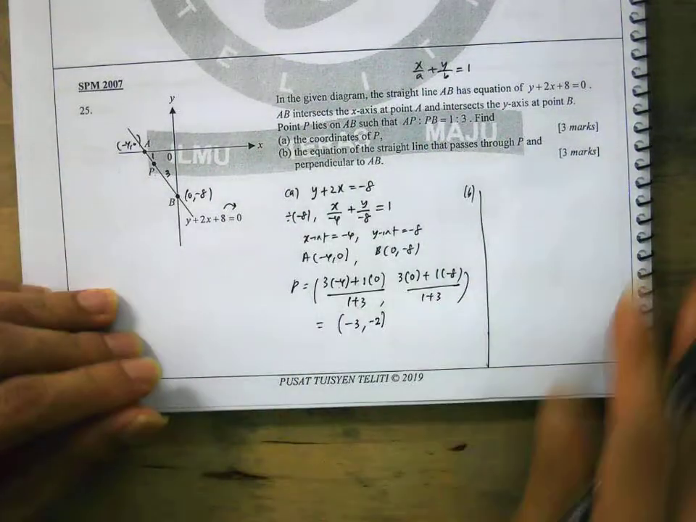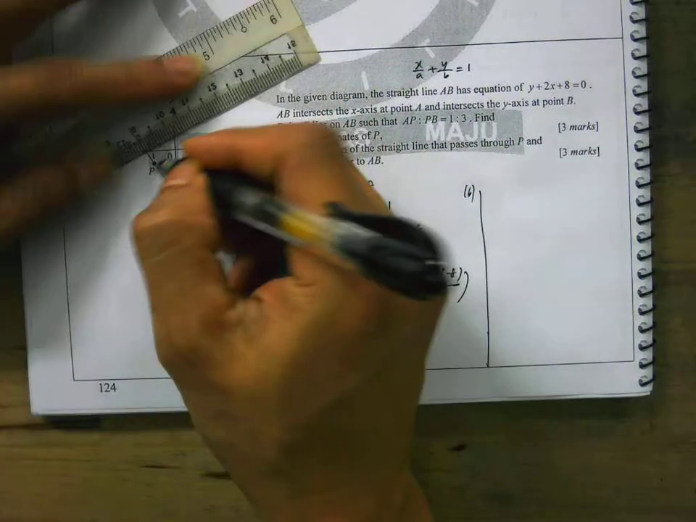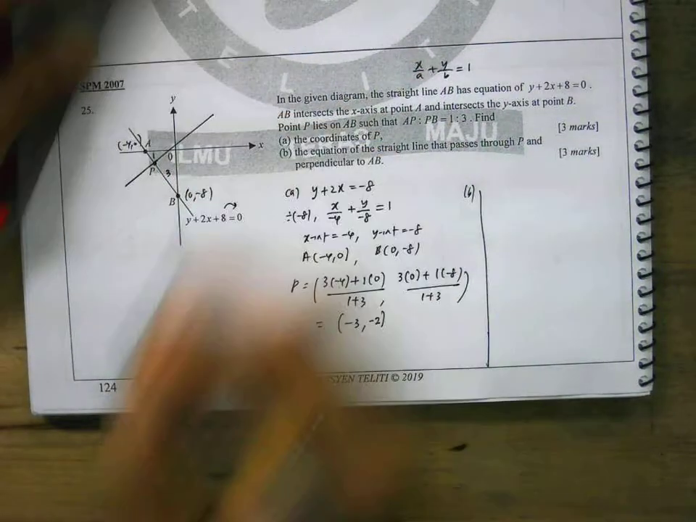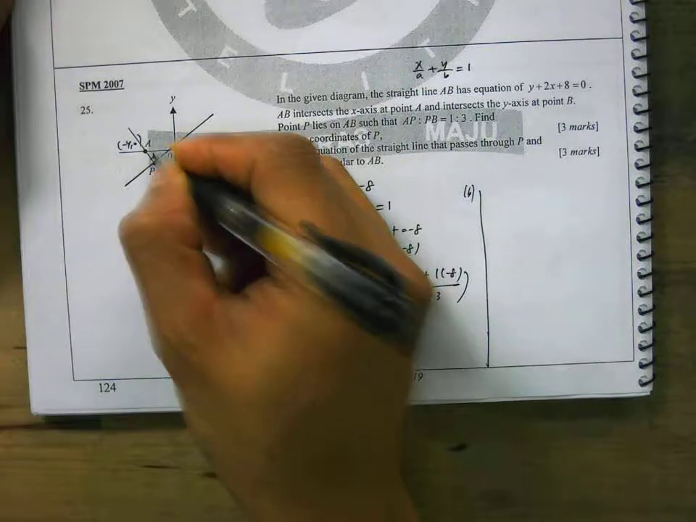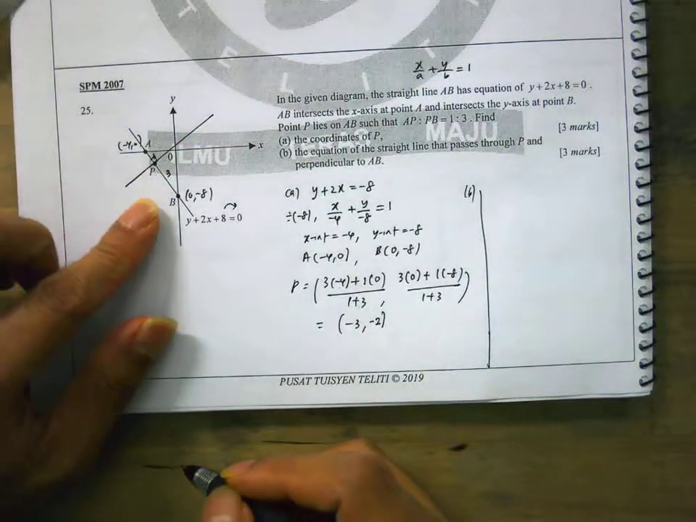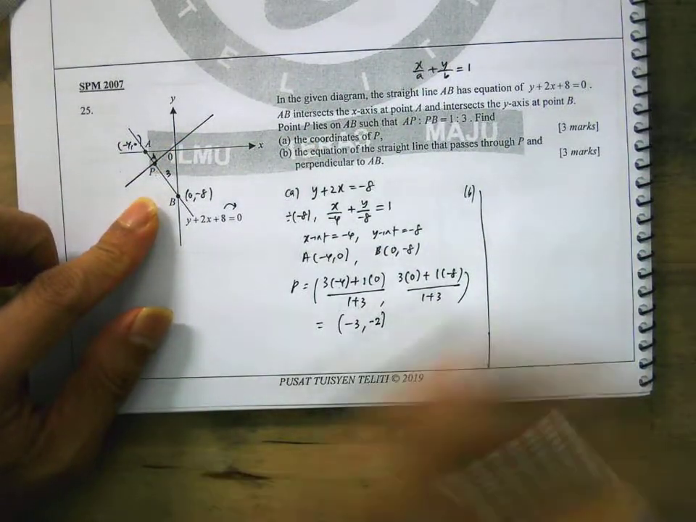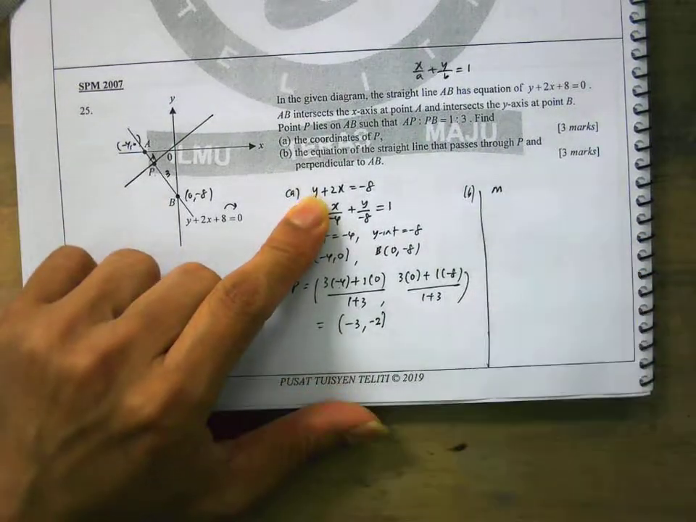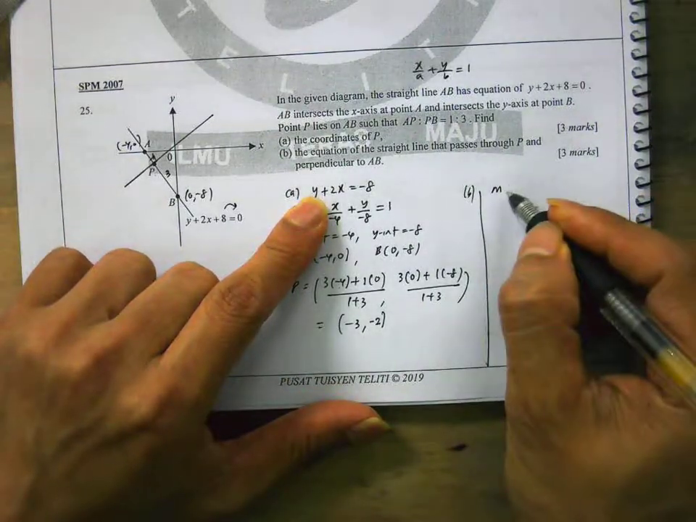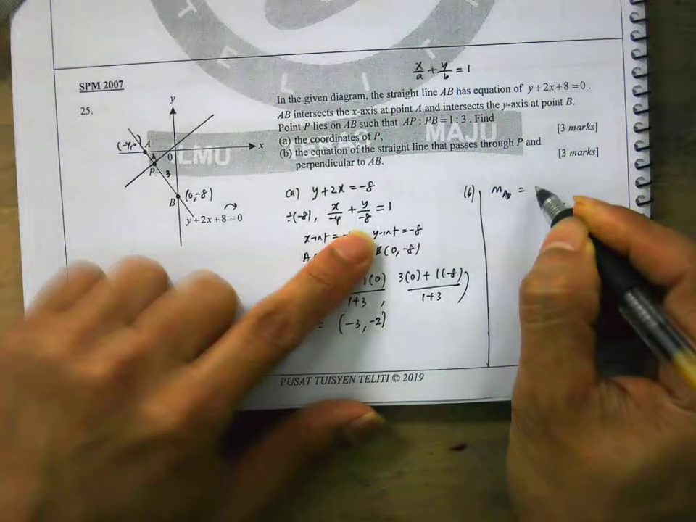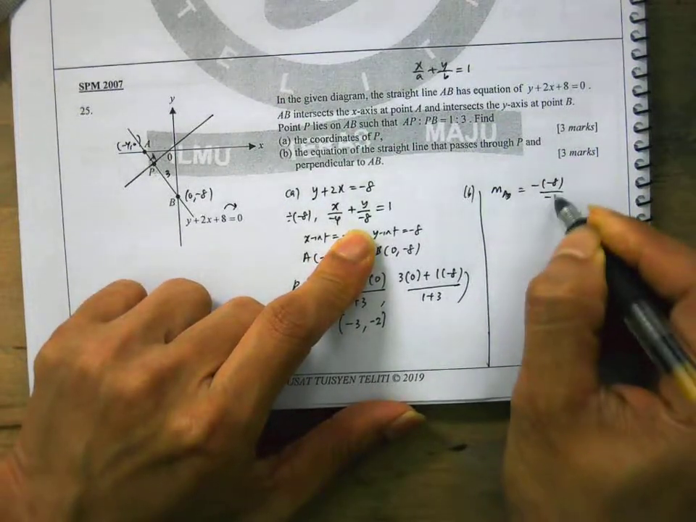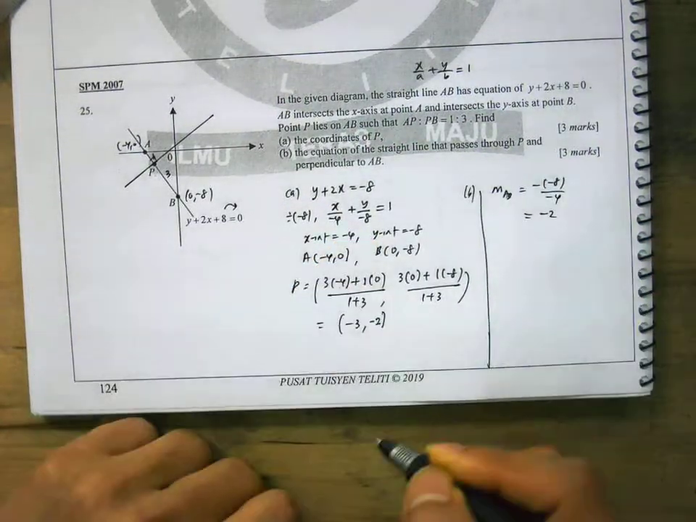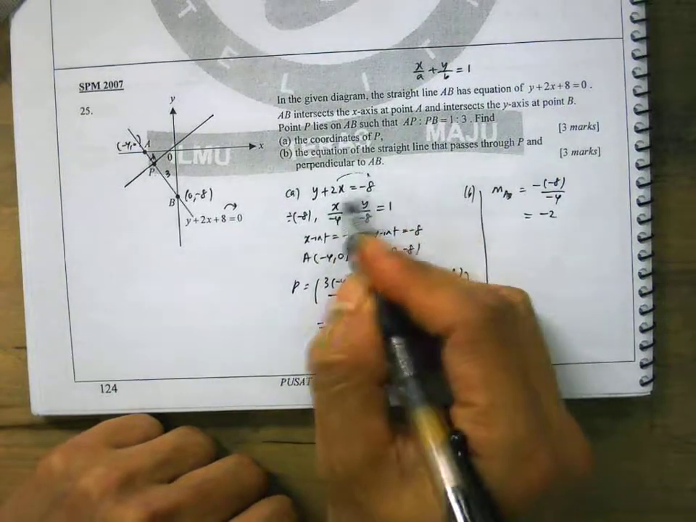Once you know P, how do you find the equation of a straight line that passes through P perpendicular to AB? Find the gradient. You notice it's kind of the same as whatever we've been doing. So find the gradient of AB. Now the gradient of AB is also not difficult to find. We can change this to y equals mx plus c, or you can use negative y-intercept over x-intercept, which is -2. Or you can just bring it over to y equals mx plus c. Straight away I can see it's -2.